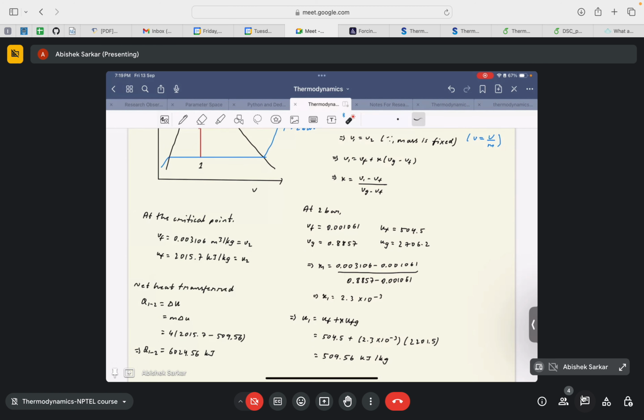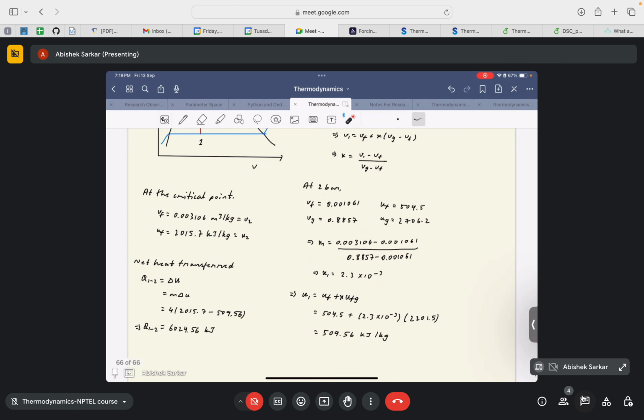So we will get that x1 is equal to 0.003106 minus Vf, 0.001061, divided by 0.8857 minus 0.001061. Once you calculate it, you will get that x1 is equal to 2.3 into 10 to the minus 3, right? And now you can use this value of x to find the value of the internal energy at the initial state, right?